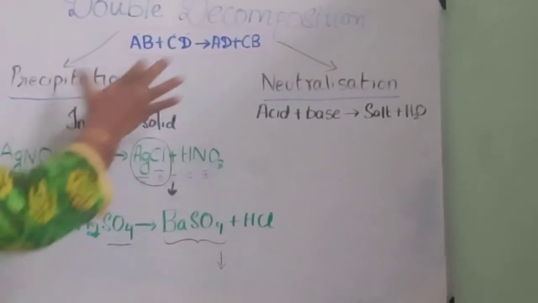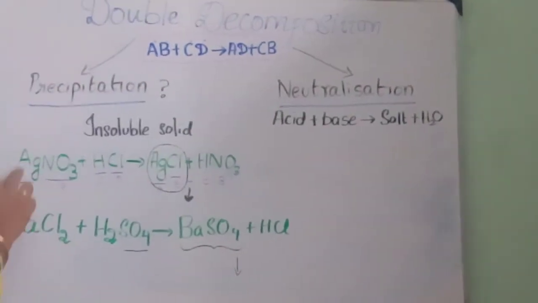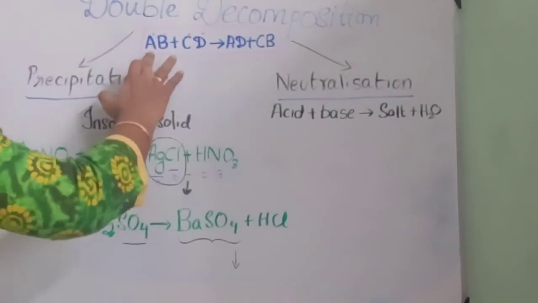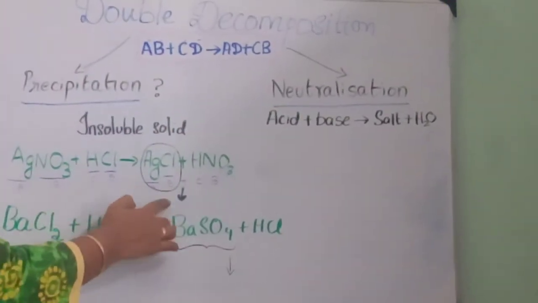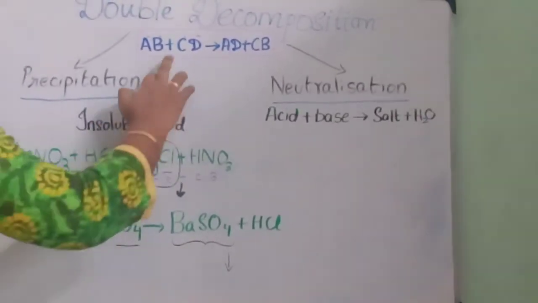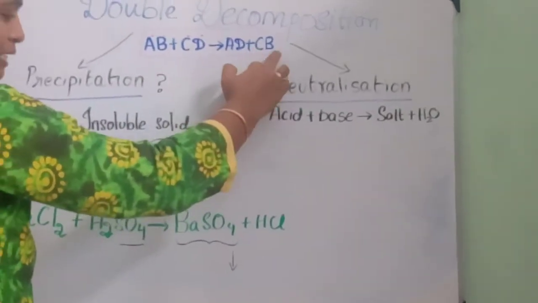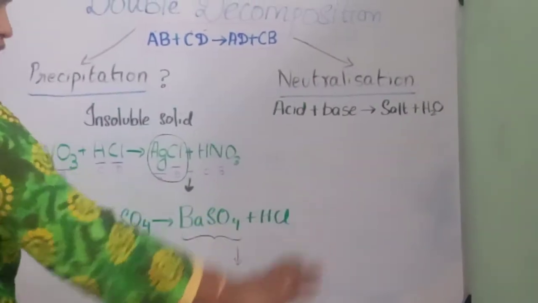Let us combine this with a particular equation already I have given here. Silver being a positive radical will combine with the negative. So we have given A will combine with D. So this is A and this will combine with D forming AD, that is AgCl. And B and C, B being a negative one and C being positive, so it will form what? CB. So it will form HNO3. This is how the reaction proceeds.